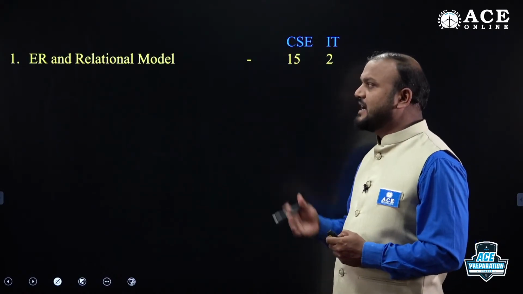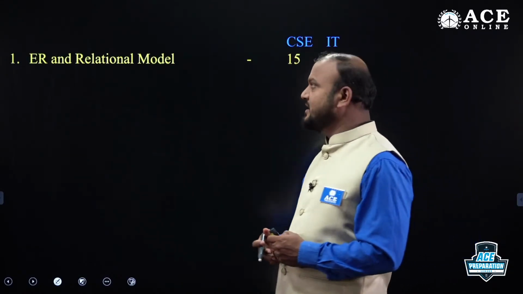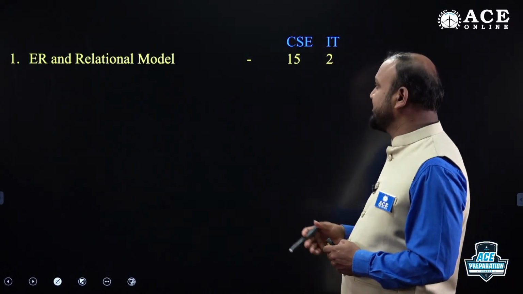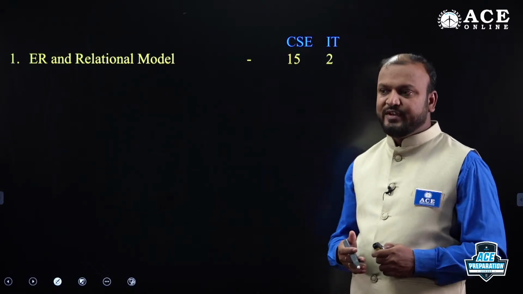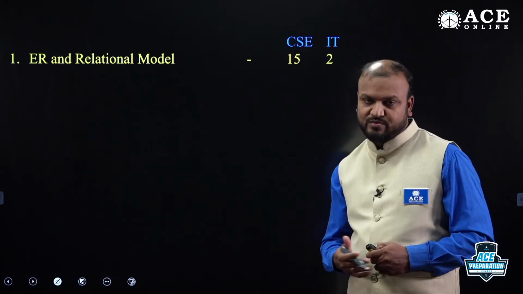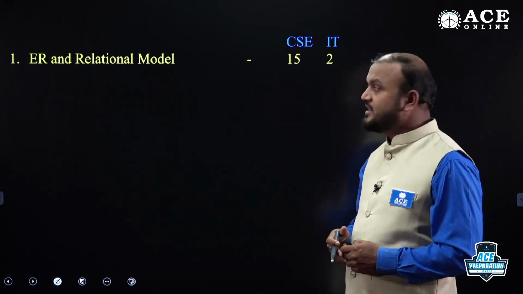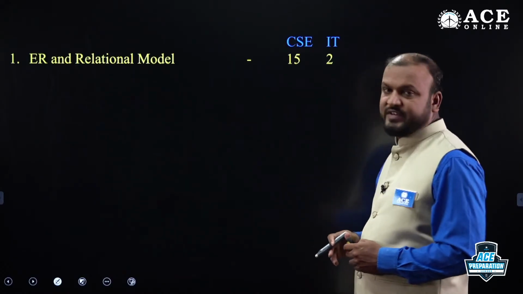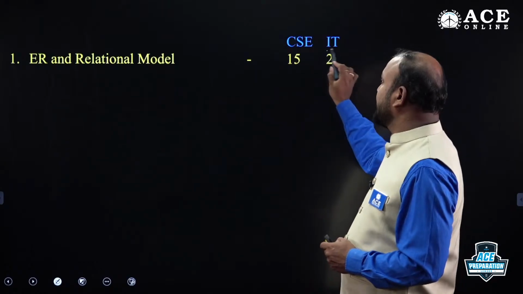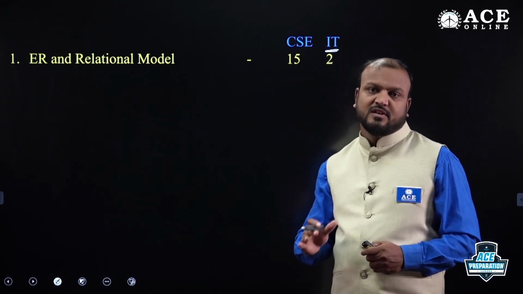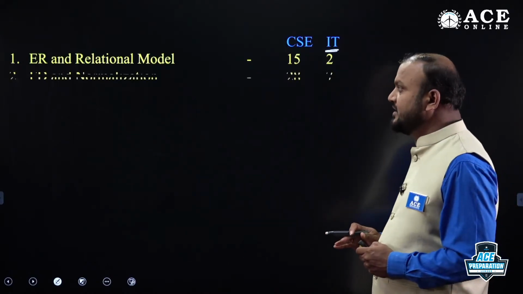The syllabus has a first topic, ER models and relational models. Including GATE 2022, so far we have 15 questions in ER and relational models in the CS paper and 2 questions in the IT paper. The IT paper existed only for a few years. Now it is only the CS paper; now we call it CSIT paper.